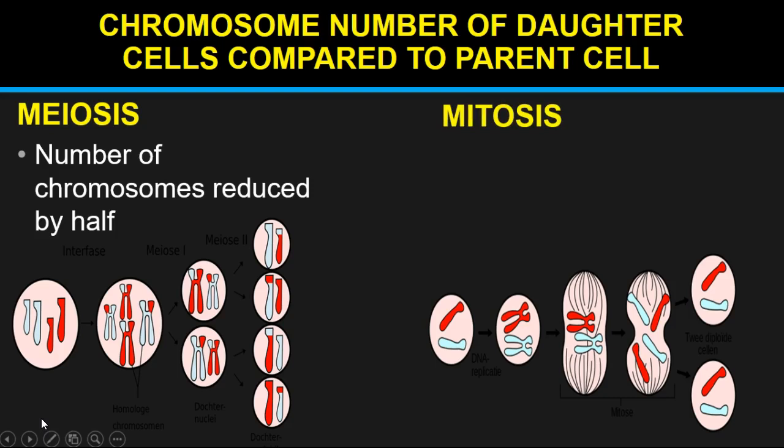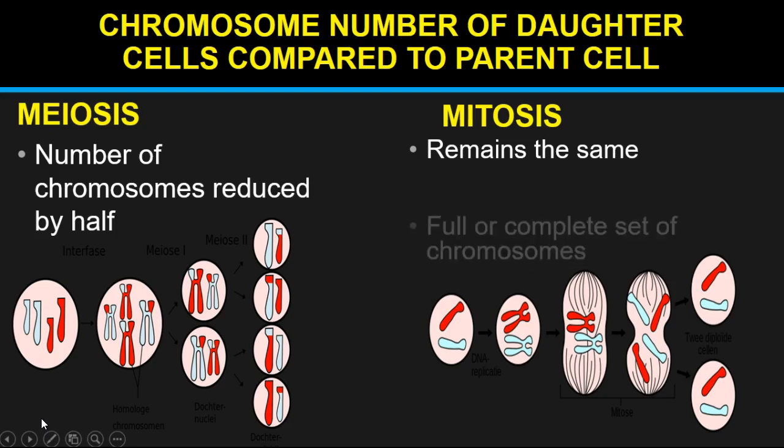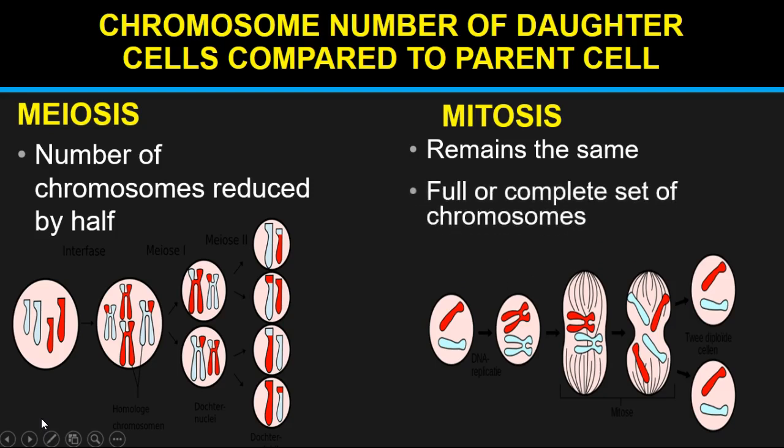And in mitosis, we see that the number of chromosomes in the daughter cells remains the same as that in the parent cell. 2 chromosomes in the parent cell, 2 chromosomes in each daughter cell. So the daughter cells have full or complete sets of chromosomes.